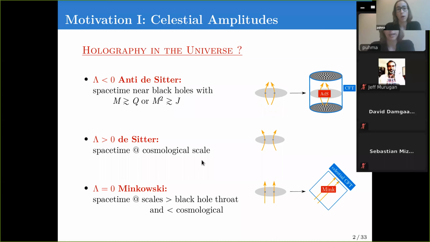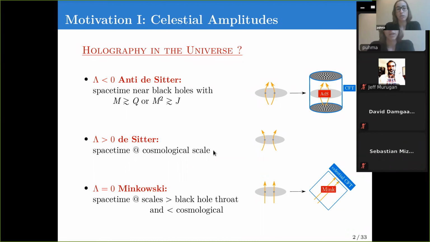And while holography in anti-de Sitter space has given us a lot of insight into structures of quantum gravity, and in particular black hole physics, this is not the spacetime that describes our universe. It does describe very well the spacetime near highly rotating black holes, but that doesn't describe most of our universe. And while at the cosmological scale, we would be interested in holography for de Sitter space, this is a bit more mysterious, as already mentioned.